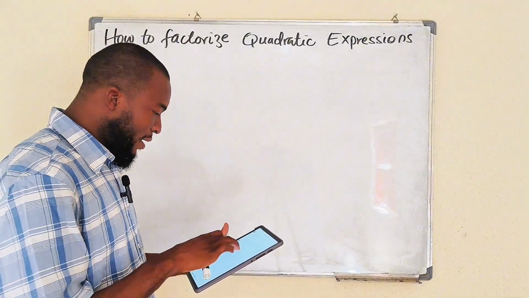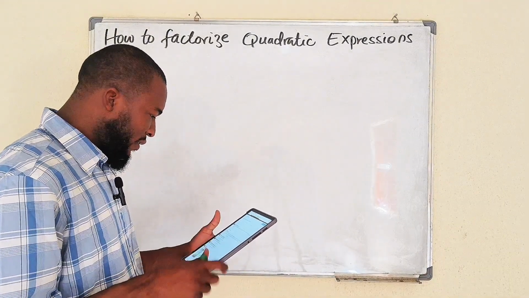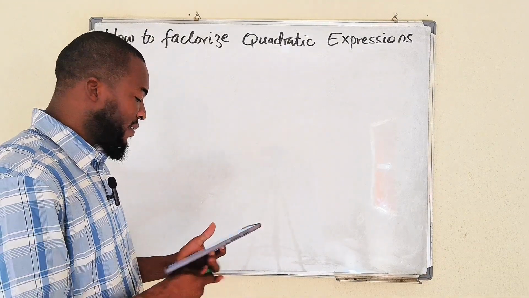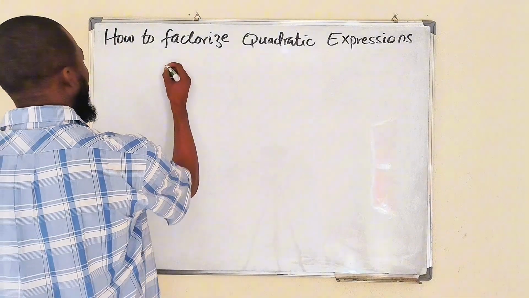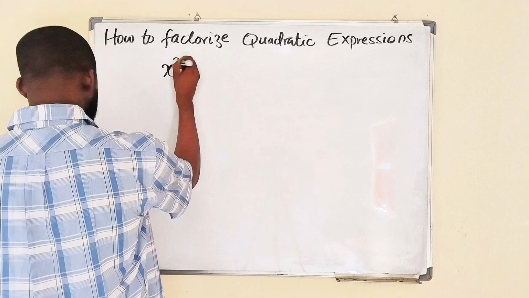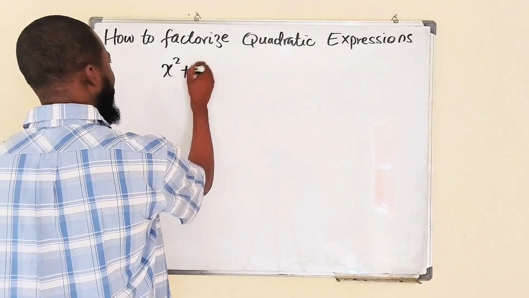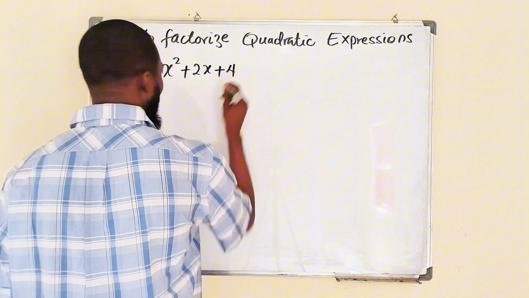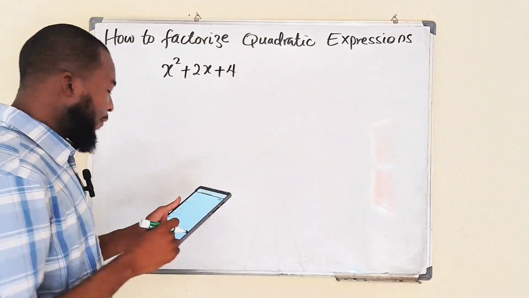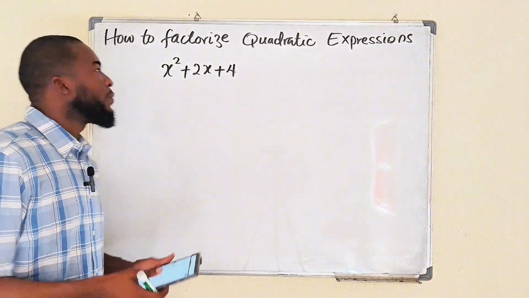All right, I think the first one here was posted by Knowledge Base, and the expression is x squared plus 2x plus 4. So we're going to start with this one from Knowledge Base.